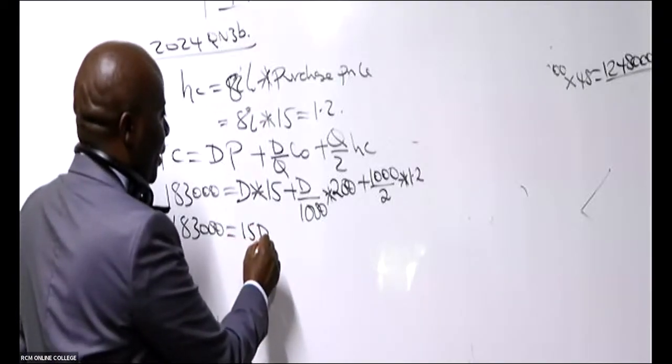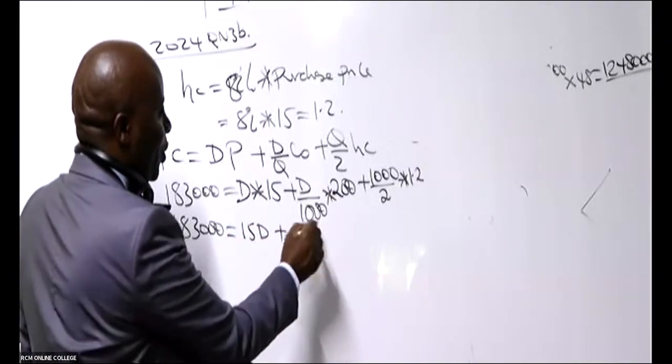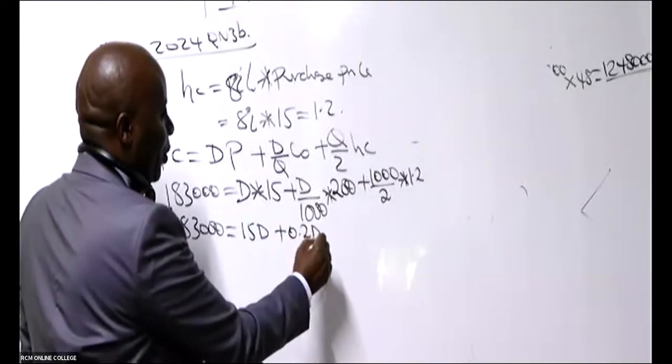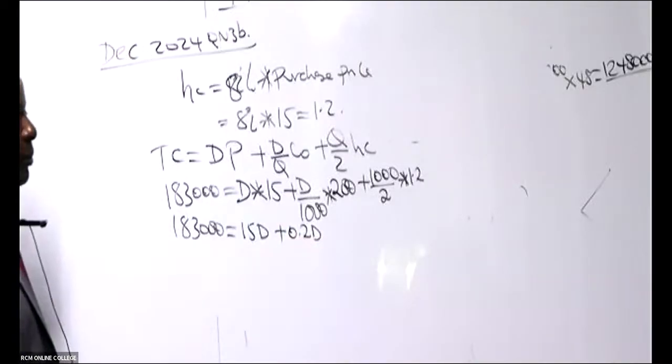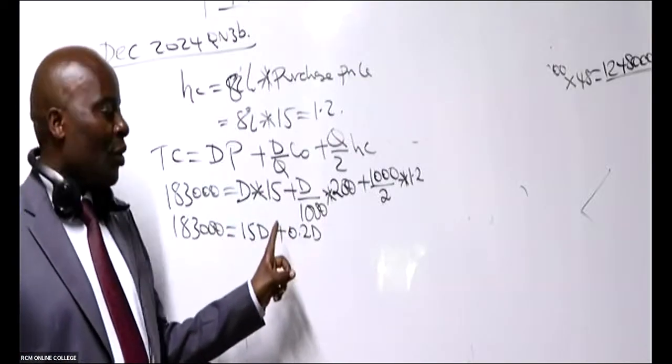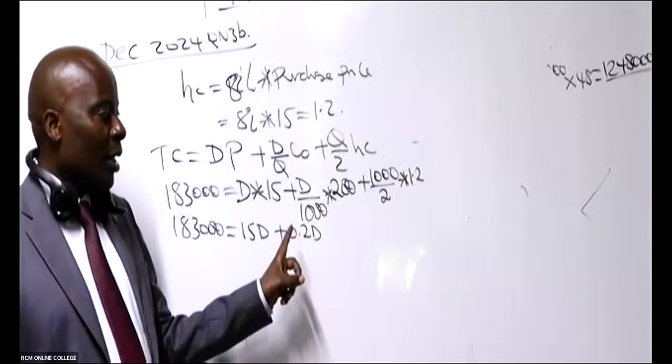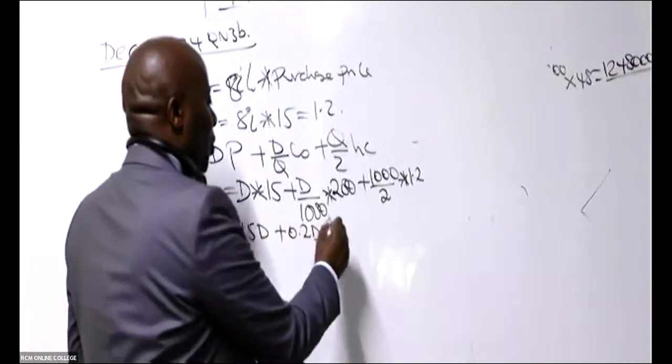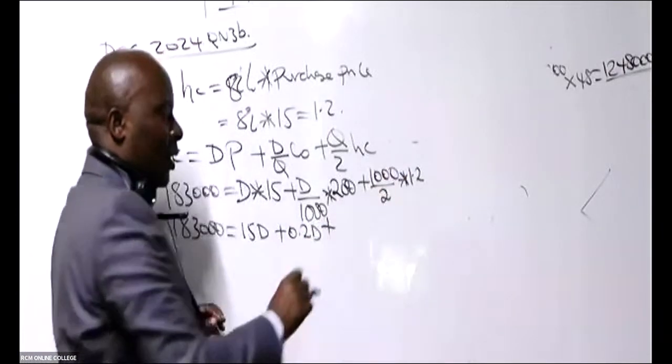So then this one, if I try fixing it down, it will be 183,000 equals 15D plus, this is 0.2, right? You see, 200 over 1,000 is 0.2. So it will be 0.2D. Plus, could you kindly go ahead and do these multiplications and give me the final answer there?